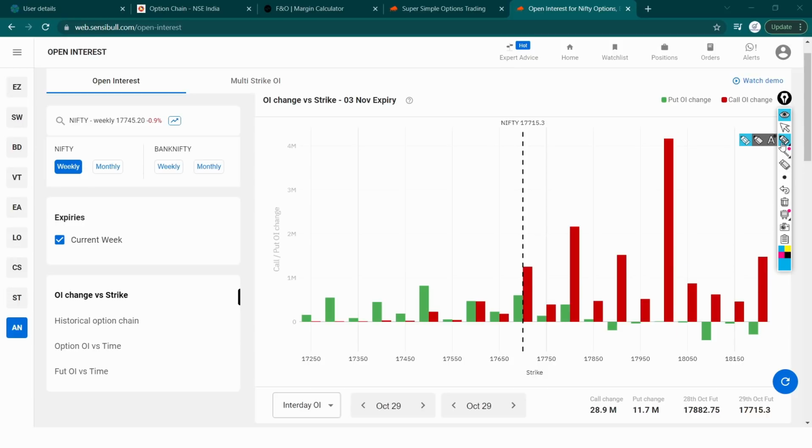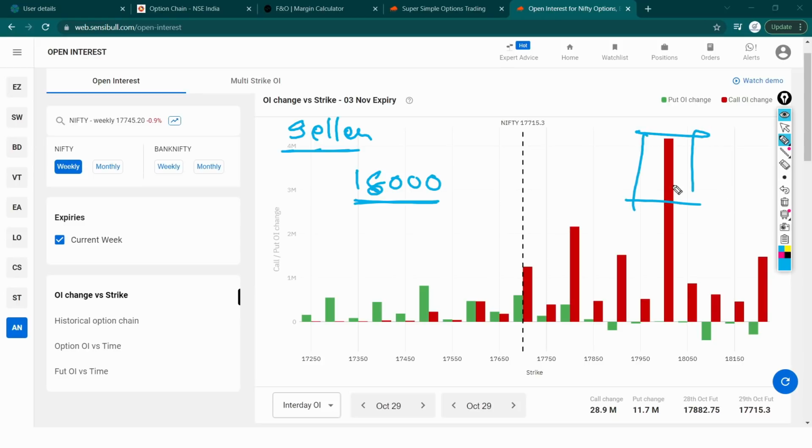Now, from the perspective of the seller, we are always looking from the perspective of the seller. Why would a seller sell the 18,000 call option? We already discussed why exactly we are looking from the perspective of the seller. The answer to this is pretty simple. That is because the seller is not expecting the market to go above 18,000. This is the simplest explanation you can give. He is not expecting the market to go above 18,000.